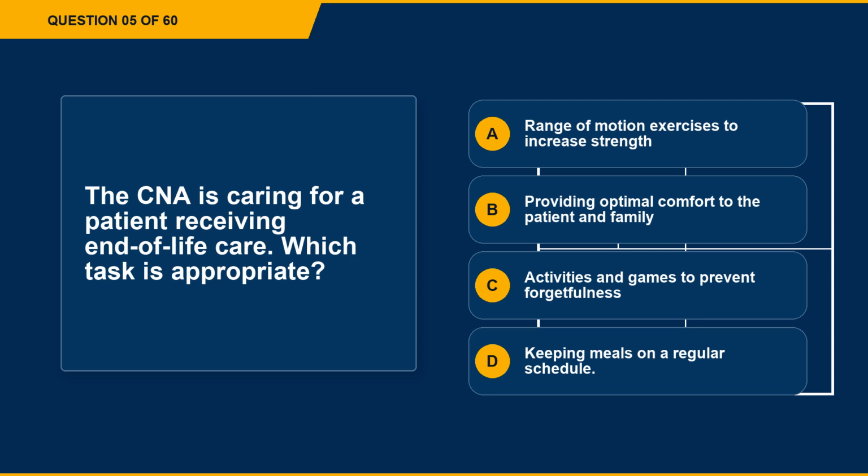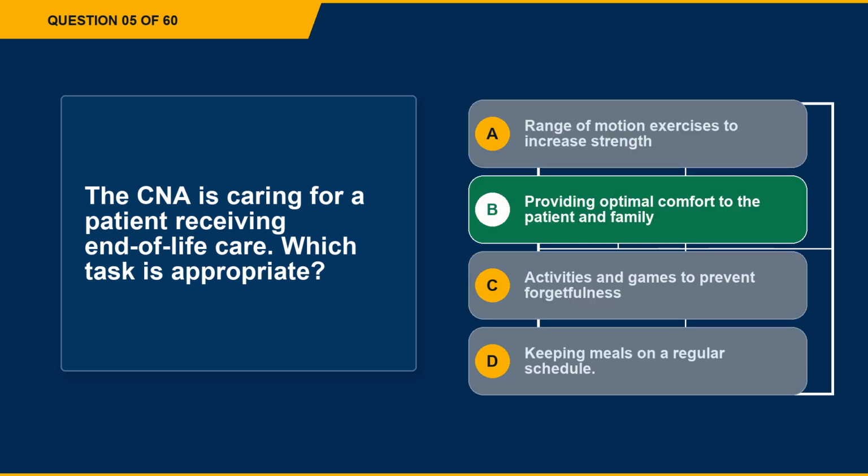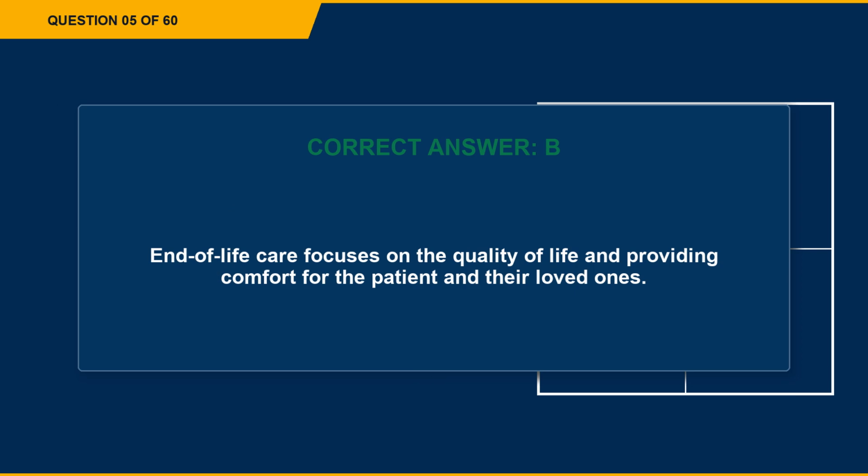Question 5. The CNA is caring for a patient receiving end-of-life care. Which task is appropriate? Option A. Range of motion exercises to increase strength. Option B. Providing optimal comfort to the patient and family. Option C. Activities and games to prevent forgetfulness. Option D. Keeping meals on a regular schedule. The correct answer is option B. Providing optimal comfort to the patient and family. Explanation. End-of-life care focuses on the quality of life and providing comfort for the patient and their loved ones.